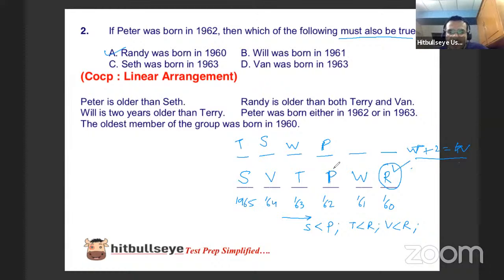Then what else is left? We have T, S, W, P, and V should come over here. Why? Because V is younger than R, so R has to come over here. Now in this situation, we have 1961. In this case, we have W coming, and in 1961 we have V coming. So we have multiple possibilities, but R is again at the same place, 1960. Hence, it will also be true. Like we saw in the previous question, it has to satisfy all the different combinations. R at 1960 is the right answer. First option is correct. Please check.